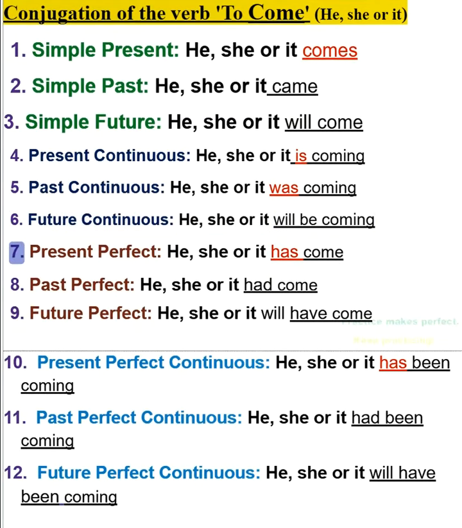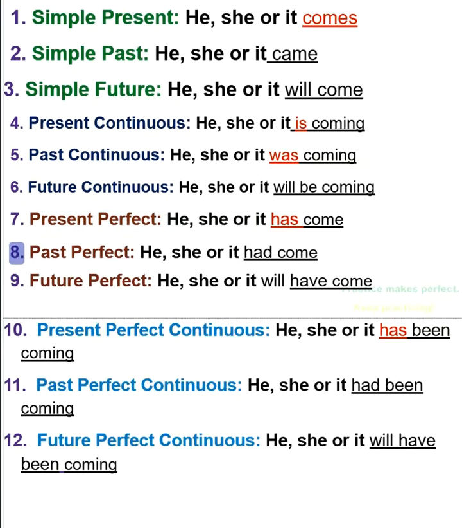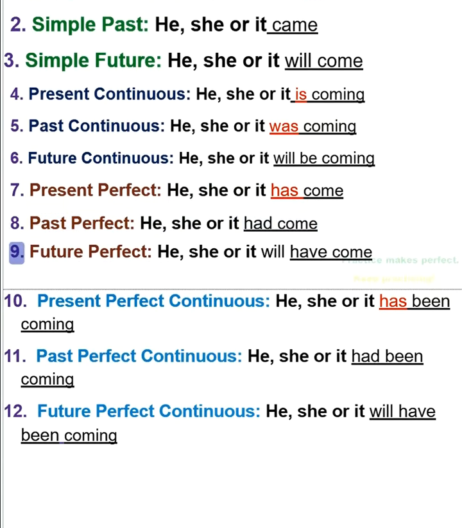7. Present perfect, he, she or it has come. 8. Past perfect, he, she or it had come. 9. Future perfect, he, she or it will have come.